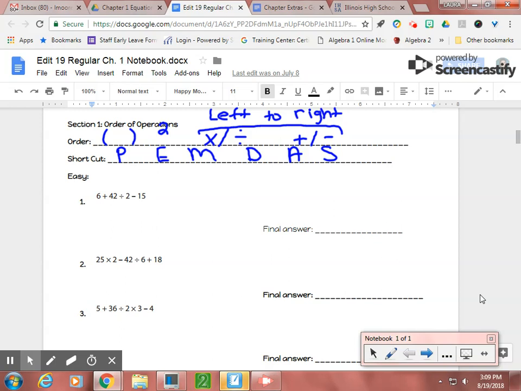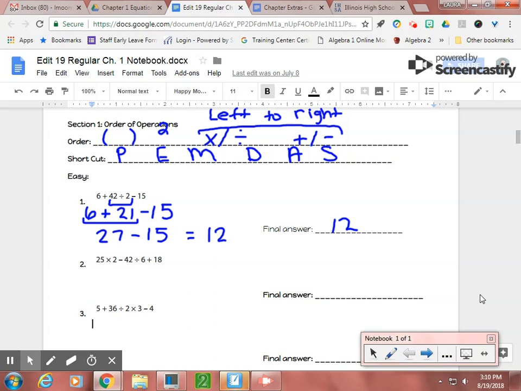Okay, so on number 1, my first order of operation would be to do the division. So I'm going to bring down the 6. Now I'm going to do 42 divided by 2, which is 21, minus 15. So in order of operations, your addition wants to come next, but it doesn't matter if it's addition or subtraction. I'm going to start on my left. So this is going to give me 27 minus 15, and 27 minus 15 is 12. Okay, on to our next one.